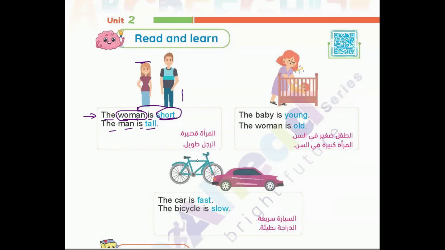The man is tall. Look at the man. Tall. The man is tall. So I can use the adjective tall to describe the noun man. Okay, another example: the baby is young. So young describes the baby. The woman is old.